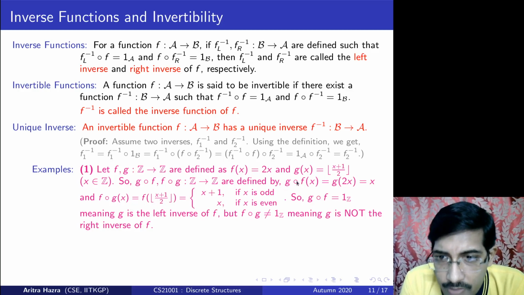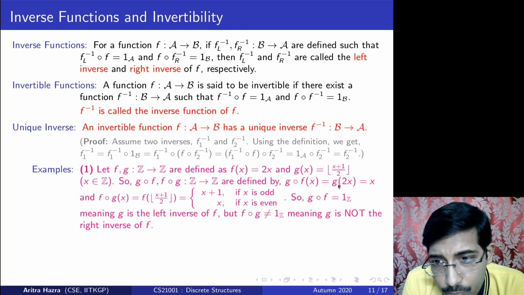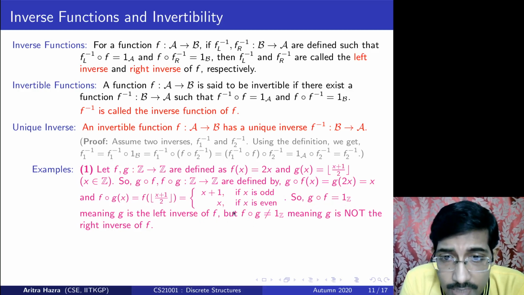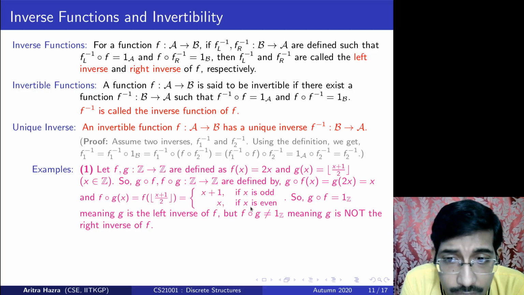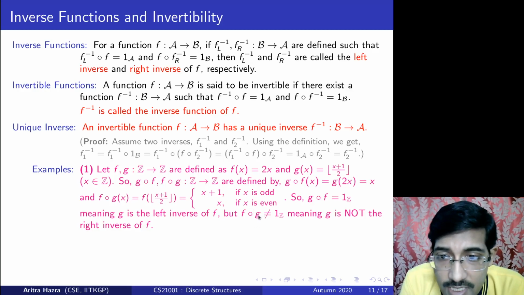Now you can see an interesting observation: g composed from the left side gives me an identity function, because g of f of x produces x itself. So g is a left inverse of f, whereas f∘g does not produce me the identity. It's a different function. It is an identity if and only if x is even. If x is odd, it is not identity. That means g is not the right inverse of f.